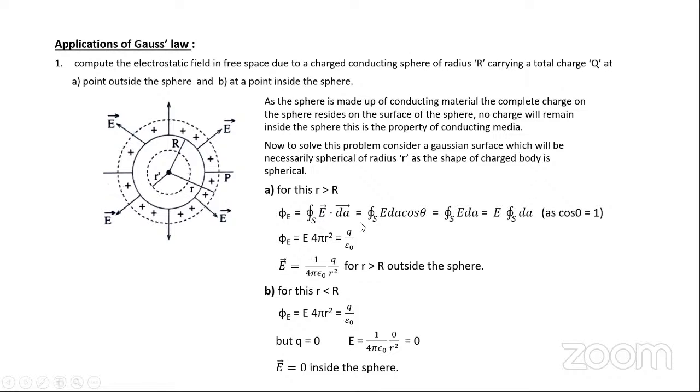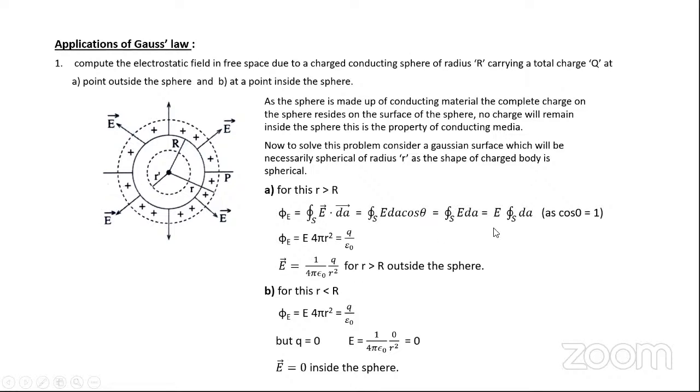Of course, you find out the dot product of these two vectors. So it is E dA cos theta, where theta is the angle between E and dA at that position. Here, for any dA, the angle between E and dA will be equal to 0. So cos 0 is equal to 1. Therefore, the closed surface integral of E dA, with cos 0 being 1.